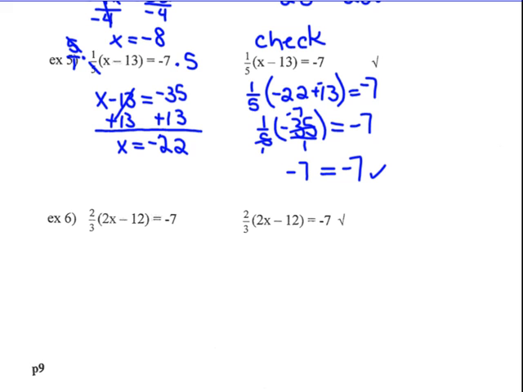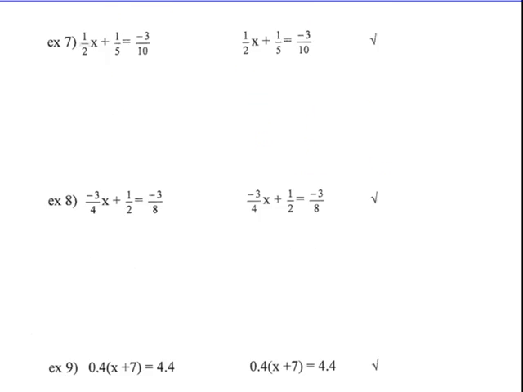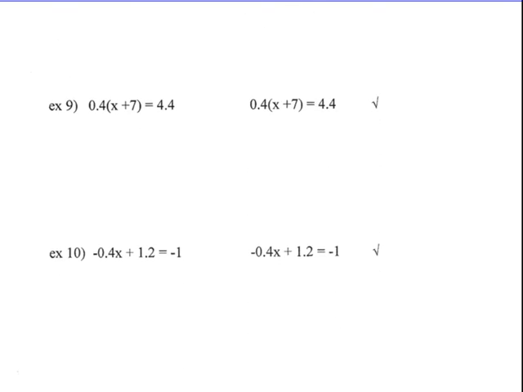I'm going to go to the next page, on page 10, and I'd like to go all the way down to number 9. Number 9, distributing 4/10. It's kind of like that 1/5 one. If I distribute 4/10, I'm going to give myself more decimals in the problem. 4/10 will divide into 4 and 4/10.